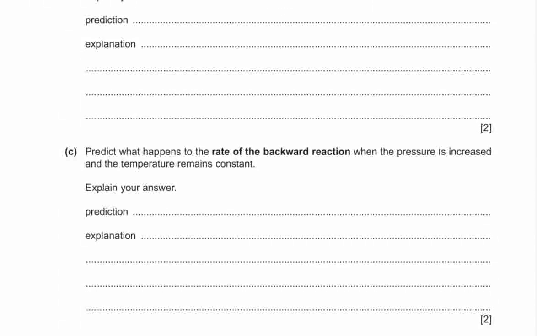Next question: predict what happens to the rate of backward reaction when the pressure is increased and temperature remains constant. When you increase the pressure, the particles of your product become closer, so the rate increases, because there are more particles per unit volume and greater collision frequency, so the rate of backward reaction will increase.